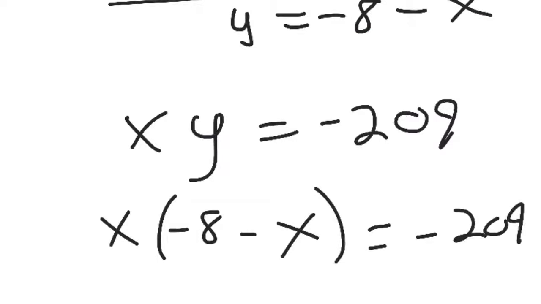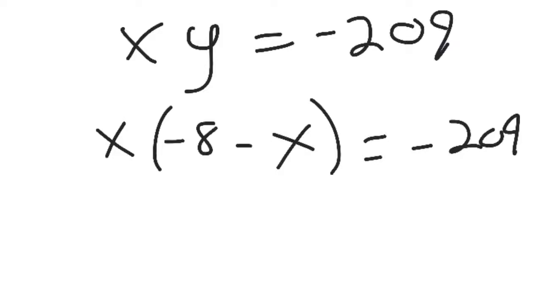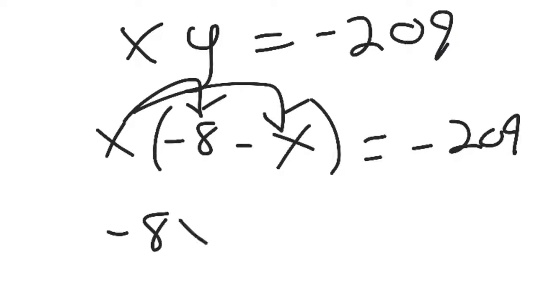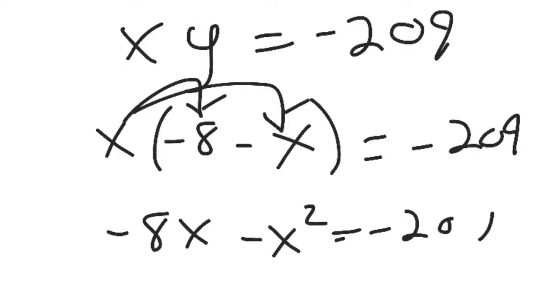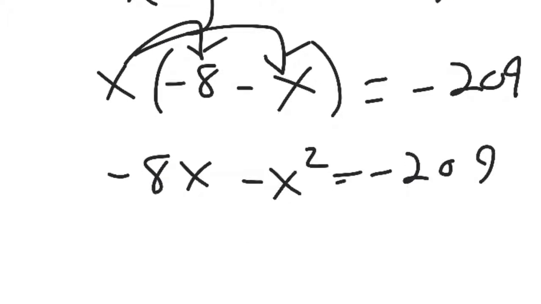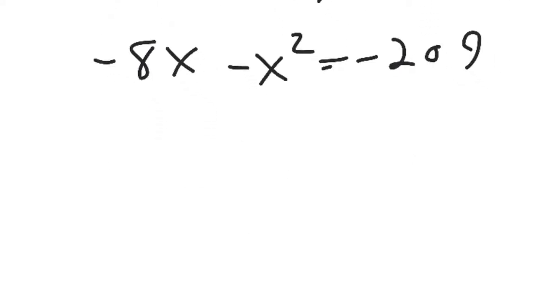And so when you do that, now you just have one variable in an equation to deal with. You've got an x in front of a parentheses, so distribute the x. That gives you -8x minus x squared. And that's a quadratic equation, because there's an x squared, there's an x, and there's no x. So quadratics in general, you want to set them equal to 0 to solve.